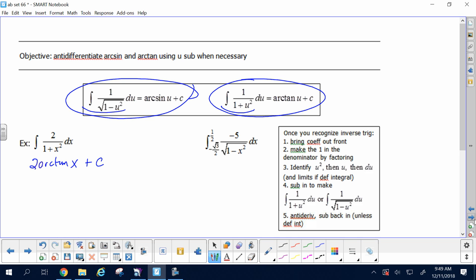So, let's go here. What is that, arcsine or arctangent? It's got a root and a subtraction. That's arcsine. What about the negative up top? Leave it out there. Negative 5 arcsine of x, from negative root 3 over 2 to 1 half. That's negative 5 times what's the arcsine of 1 half? That's at what angle is sine 1 half?